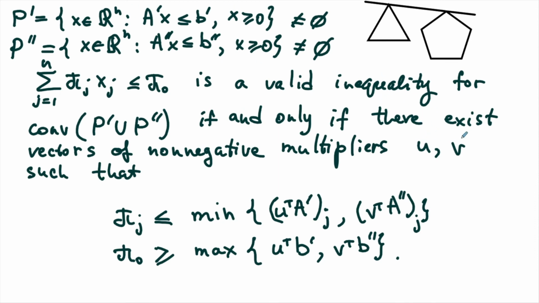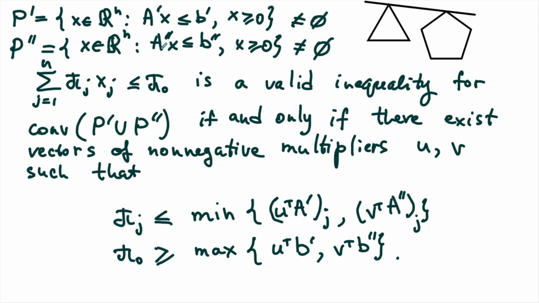such that these coefficients in the equation pi j is less than or equal to the minimum of u transpose times a prime, the jth component of this product, and v transpose times a2 prime, the jth component of this. So for each component we need to pick the minimum of these two. And what is happening here? If you look at u transpose times a prime, think of the dual multiplier that we have for this system right here. So for each row in this system we are going to have a multiplier ui for i between 1 and however many rows we have here.